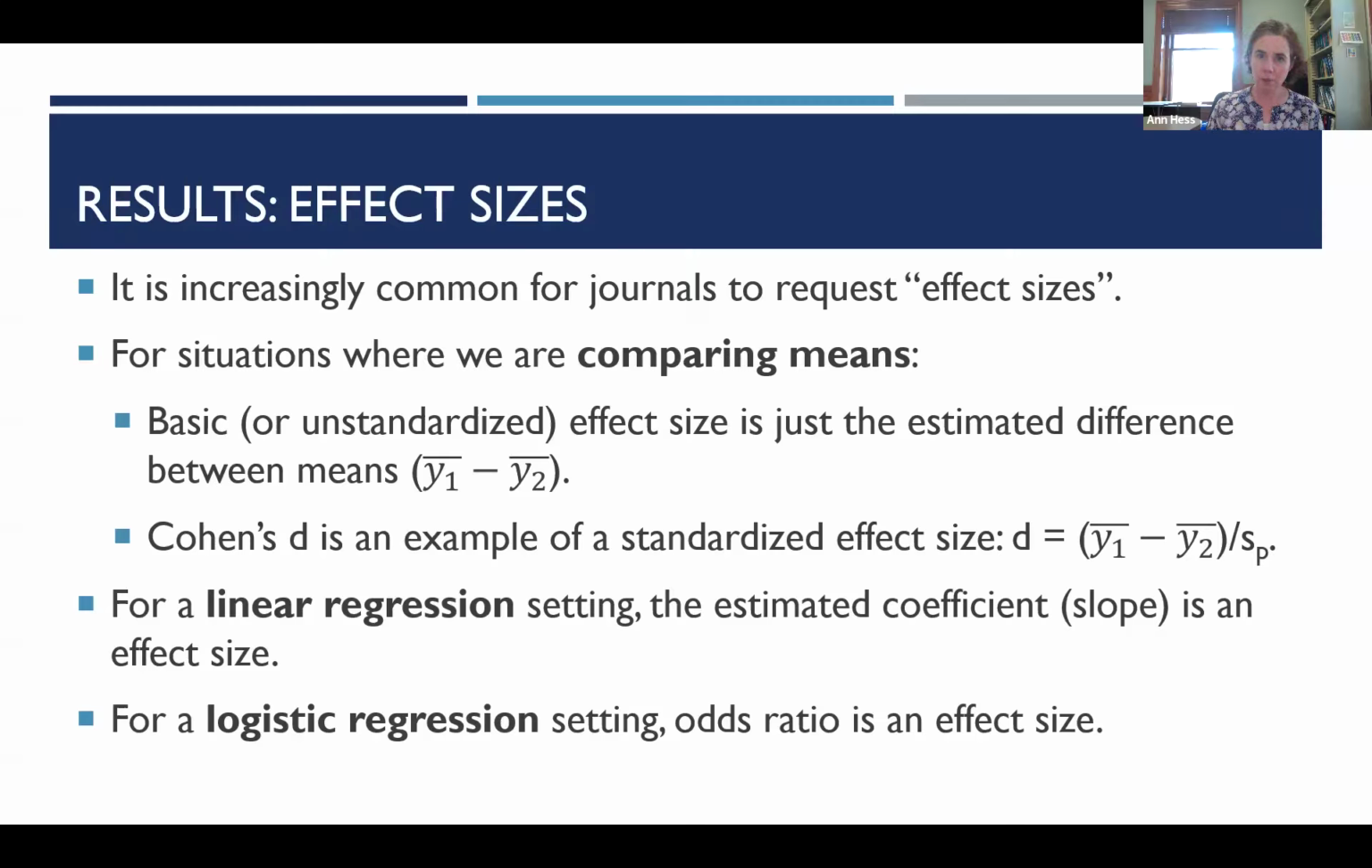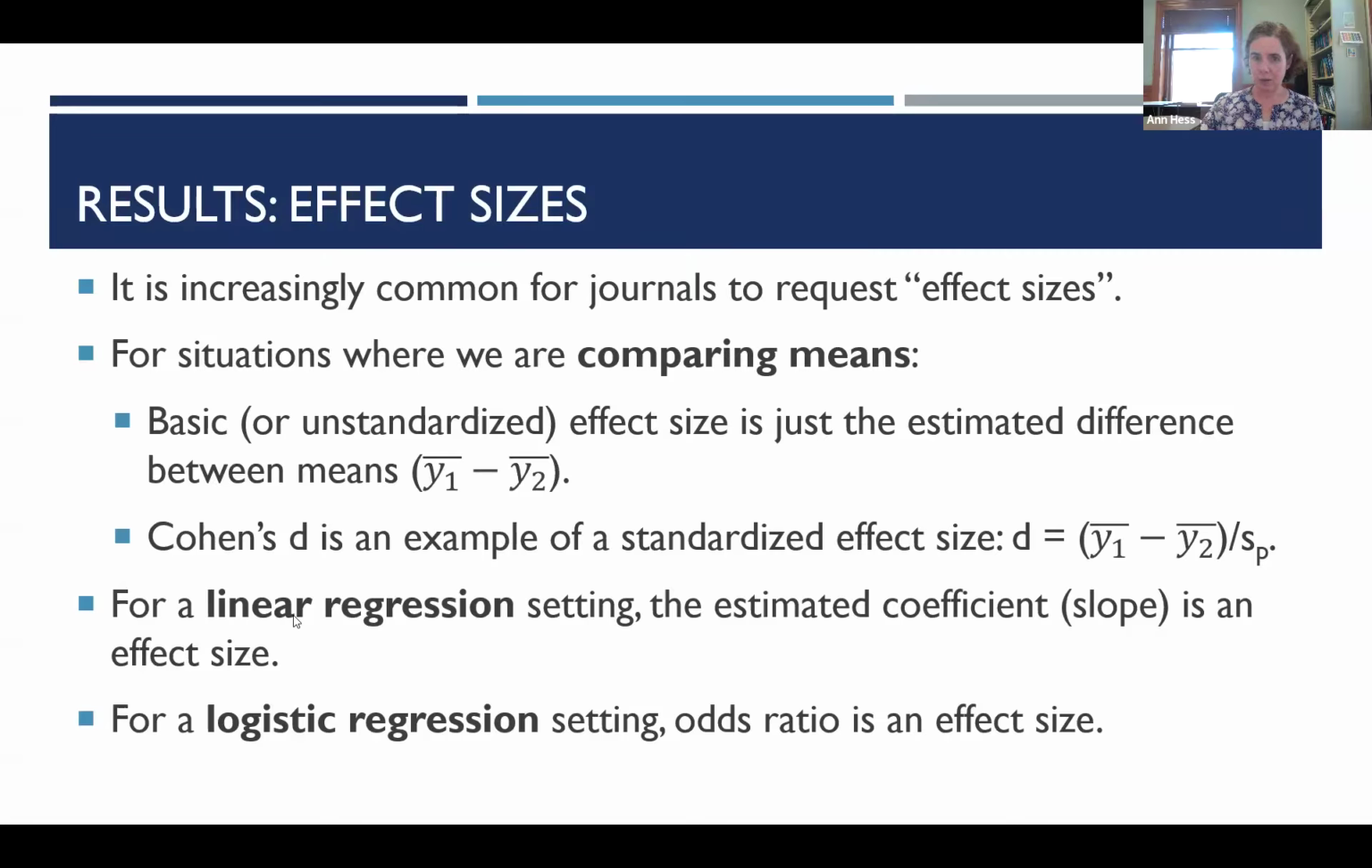So for the very common situation where we're comparing means, the basic or unstandardized effect size is just the estimated difference between the means. So it's just the difference between the sample means. Okay, and that would almost always be presented in some summary statistics. A related idea is Cohen's d, an example of a standardized effect size. So that's just that same estimated difference between the means divided by a standard deviation.